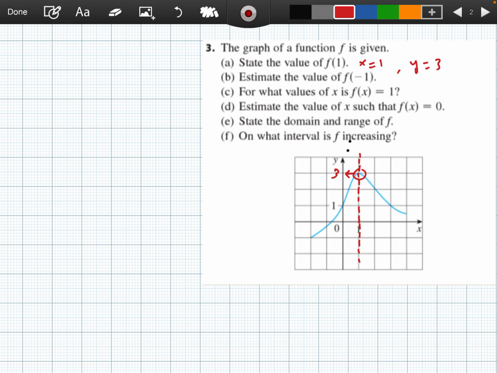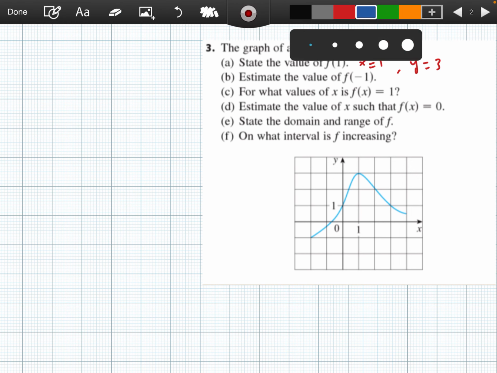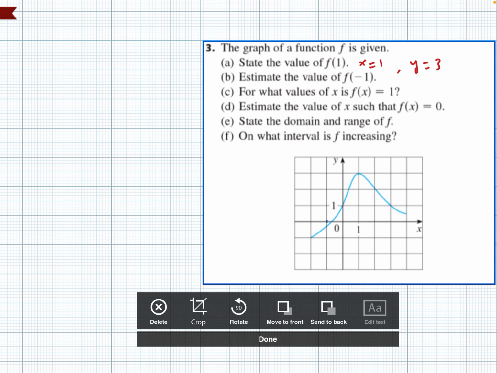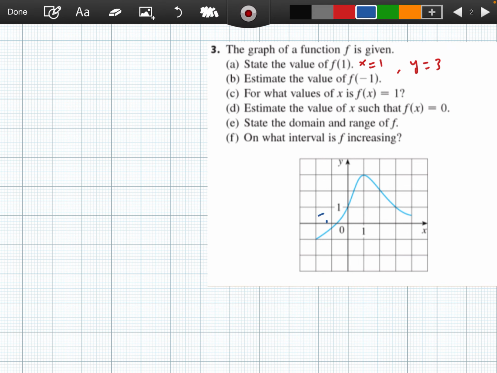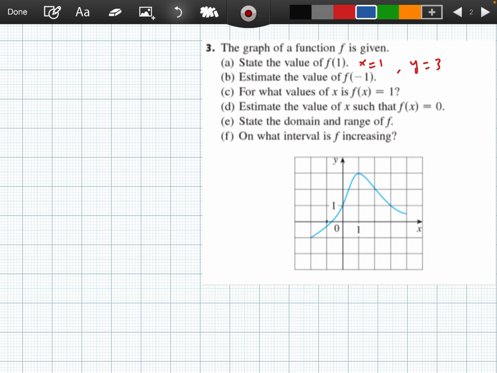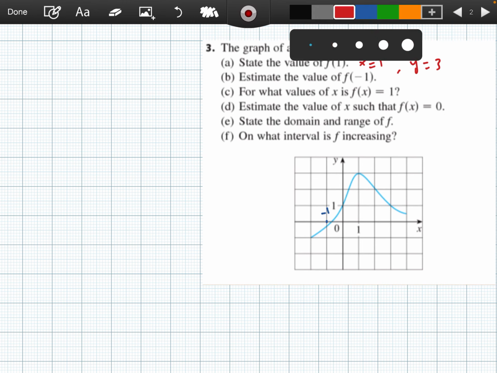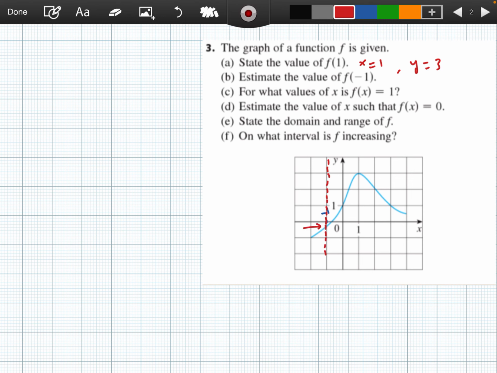Part B, estimate the value of f of negative 1. So for x equal negative 1, this is x equal negative 1. We do a vertical line. It crosses the blue graph here, and the value corresponding to y is almost here, like negative 0.2.